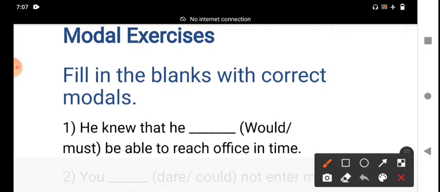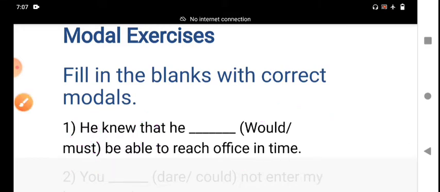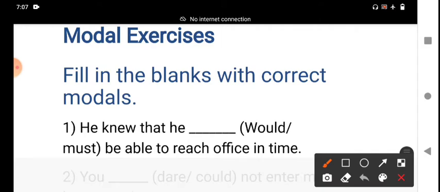The first one is, you should understand, he knew, third person singular, masculine gender. He knew that, that is a subordinate conjunction, that he would or must be able to reach office in time. In time means before time, on time means exact time. Here, which modal verb would we select, would or must? You should understand why we select that modal verb.